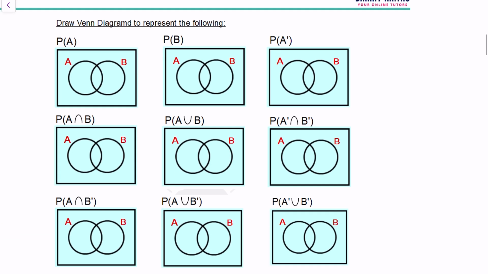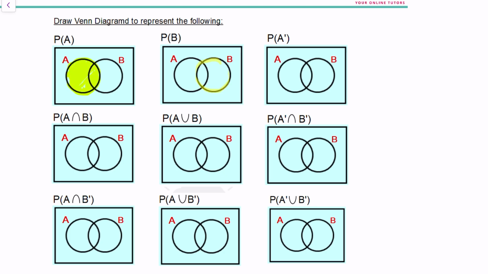Draw Venn diagrams to represent the following. Probability of A is just everything that's A, so it's everything that's inside the circle A, which means it's just both these parts. Probability of B will be everything that's inside the circle here, so it's that part. Probability of not A is everything that's not in A. So if we highlight the circle A, everything that's not inside the circle is probability of not A. So it's that part and the outside part.